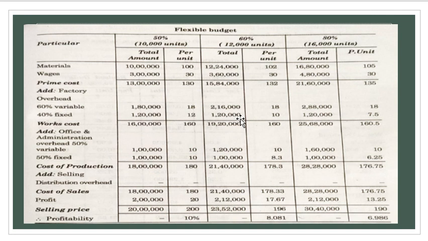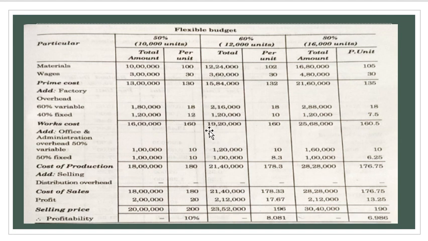But the cost per unit will change. So 1,20,000 divided by 12,000 will give you 10, and 1,20,000 divided by 16,000 will give you 7.5. So along with the prime cost, when we add up our works factory overhead, we will be getting our works cost. So for 50% we have got 16 lakh, cost per unit is 160.